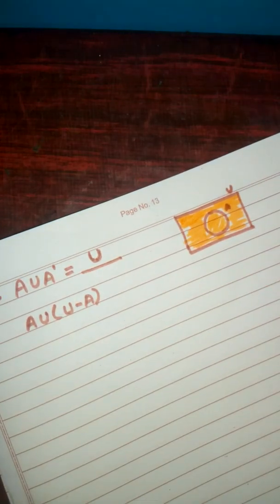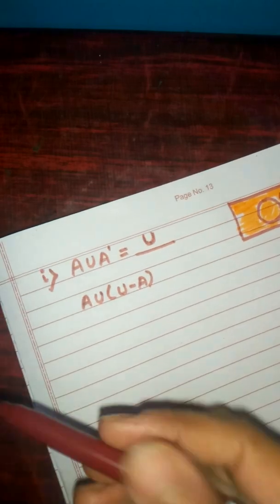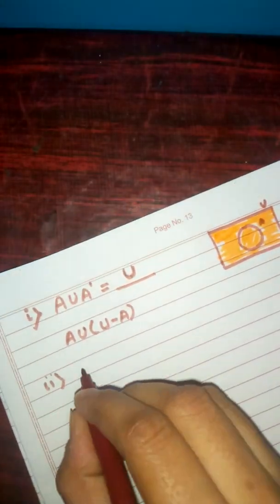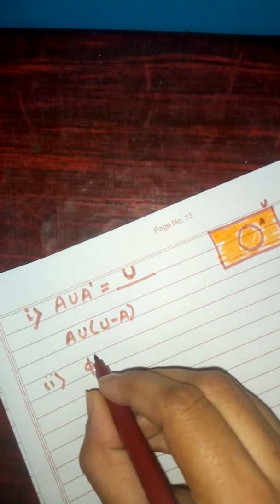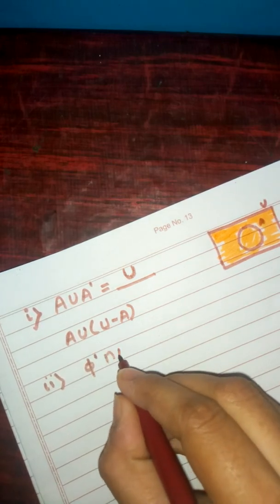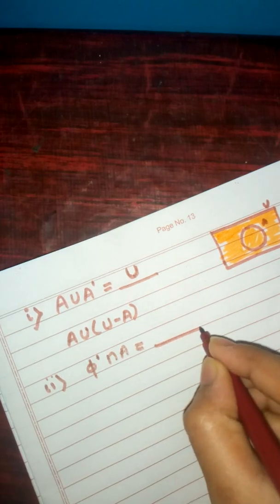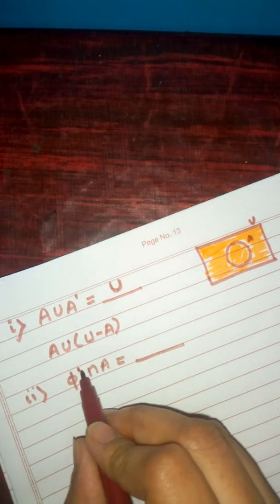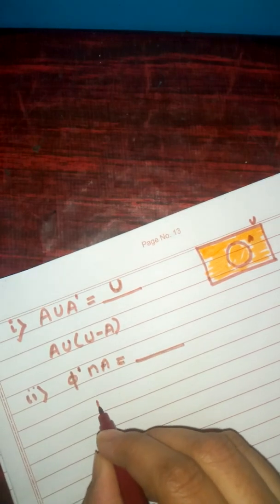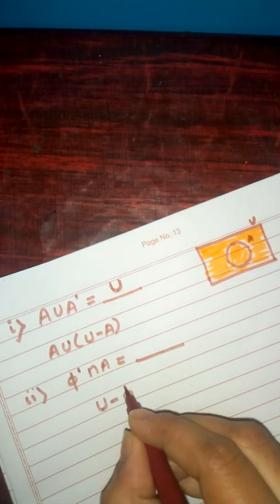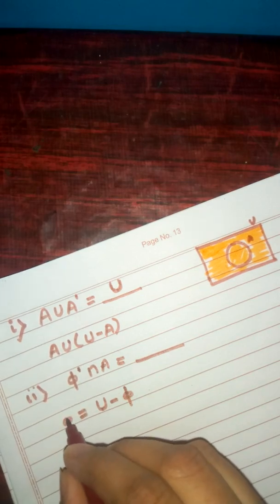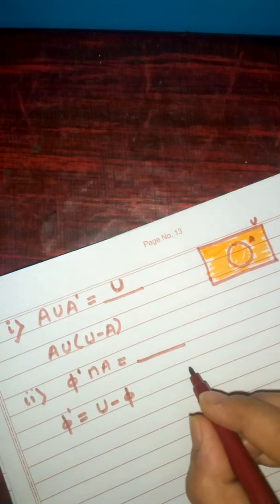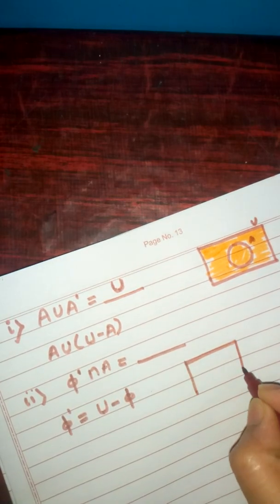Now moving to the next question, the second one. Here, for the second one, what they have told is: empty set complement intersection A is dash. Now the empty set complement means the elements which are there in U but not in the empty set. But we know that nothing is there in the empty set, so what will we remove? That means phi complement is nothing but the whole universal set.